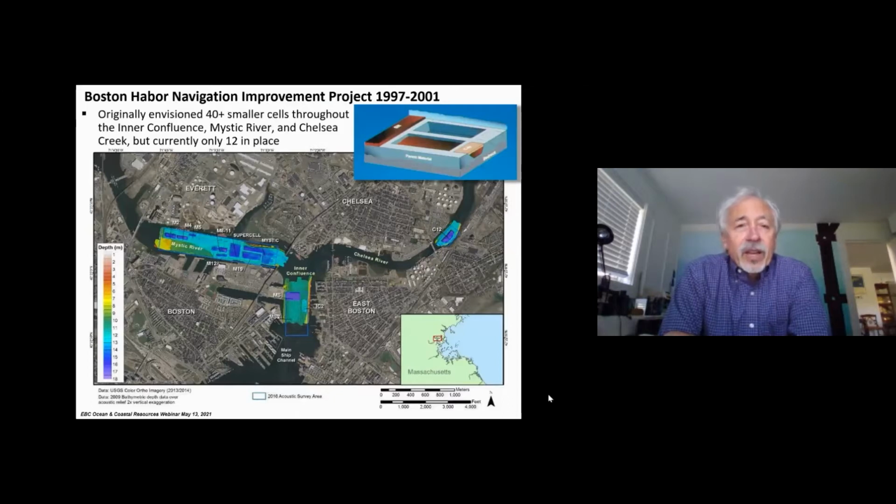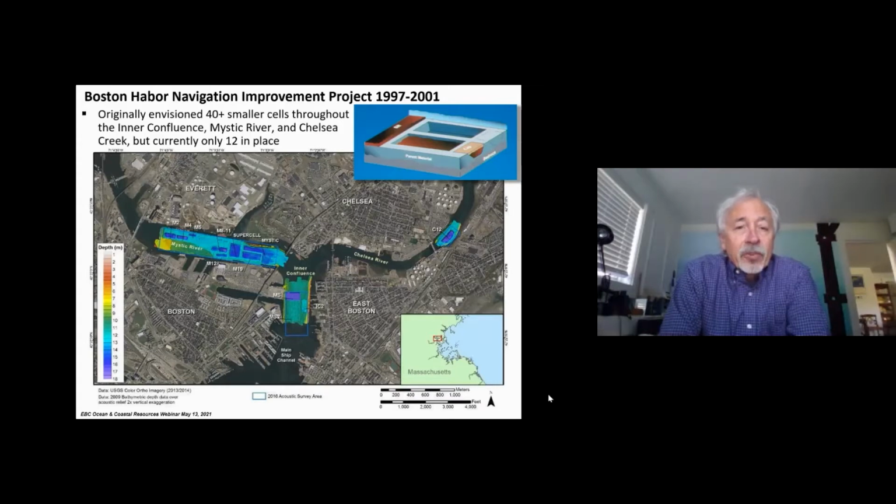Shallow cells kind of spread all along the upper reaches of the harbor, the Mystic, the Chelsea, the inner confluence. But fortunately, when they put it out to bid, they basically left the actual design open-ended and just said, you know, this is the objectives of what we want to accomplish here. And then folks like Great Lakes, and you'll hear from Bill here in his talk shortly, basically took that and said, well, how can we improve on this basic level of design?